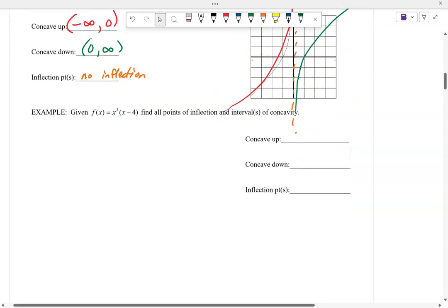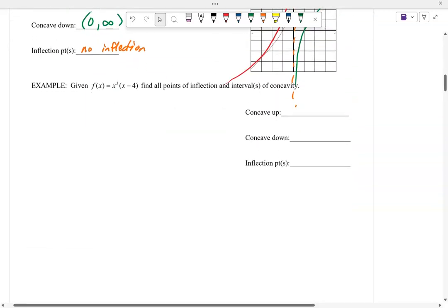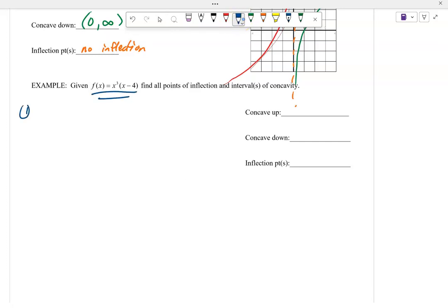Now let's go ahead and do some algebraically, okay? So here we've got this function. I'm going to go ahead and multiply that through. So I've got f of x is x to the 4th minus 4x cubed, right? And it's just asking for points of inflection and where it changes concavity.